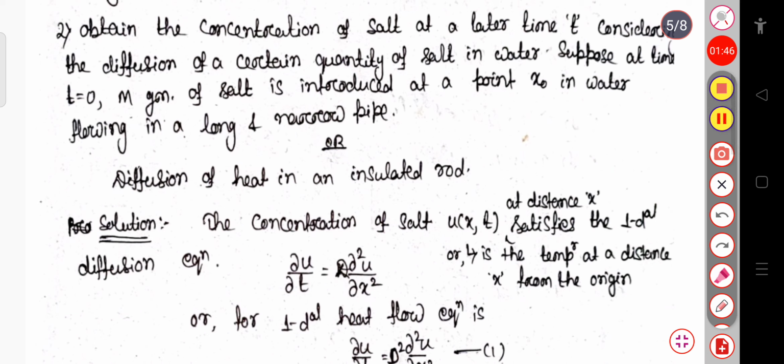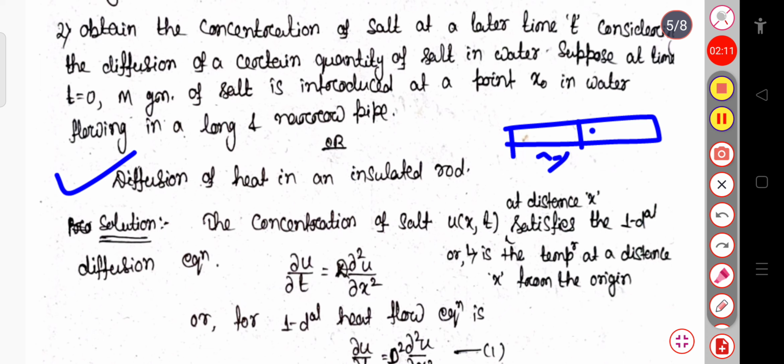Or the same can be treated like the diffusion of heat in an insulated rod. Suppose a rod is given, this is any rod, and we will consider that heat is flowing through this rod. Now we want to calculate the temperature at some distance x from the origin. So this is our basic approach.